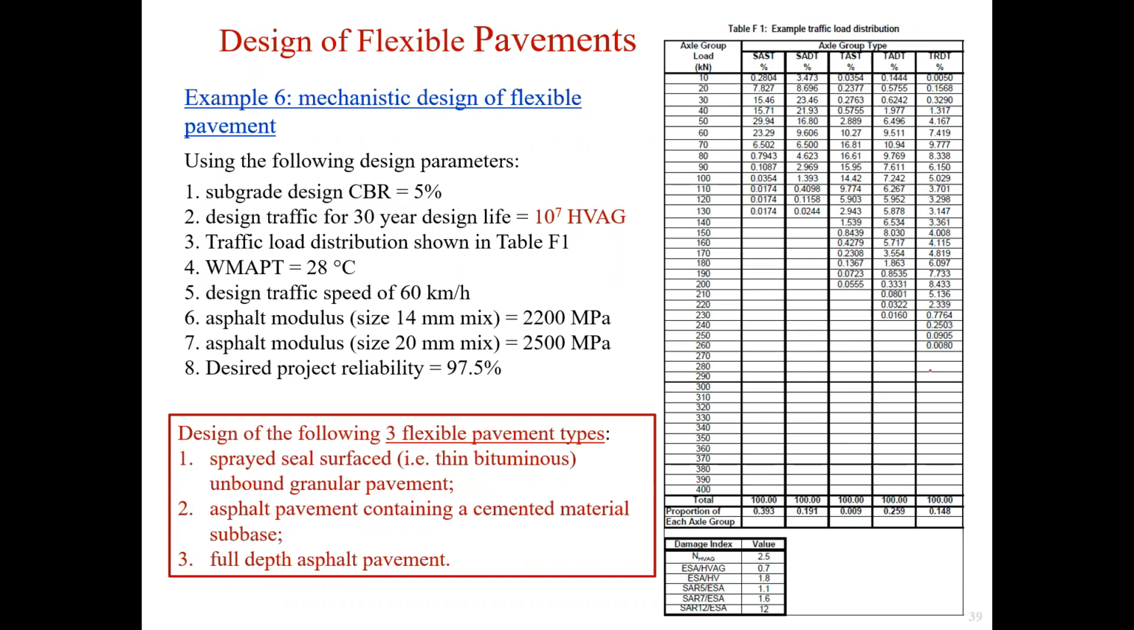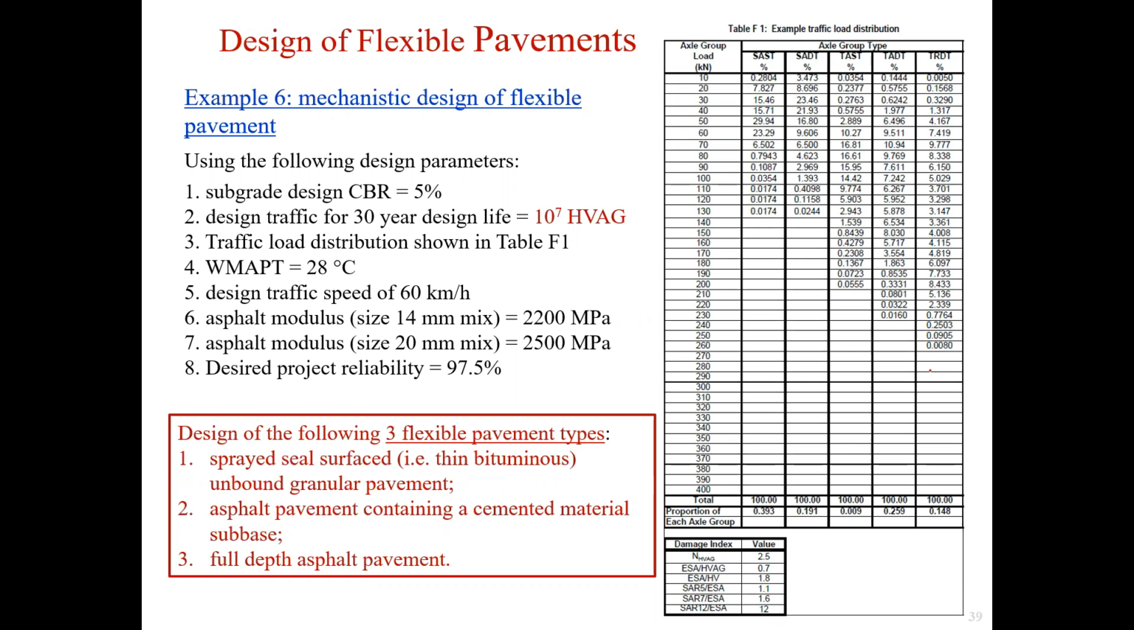This example is the mechanistic design of flexible pavement using the following design parameters. Subgrade design CBR of 5%. Design traffic for 30-year design life is 10 to the power of 7 HVAG. Traffic load distribution is shown in the right table. Operating temperature, or effective temperature, is WMAPT equal to 28 degrees. Design traffic speed is 60 km per hour. Asphalt modulus for 14 millimeter and 20 millimeter mix. The desired project reliability is given as 97.5%.